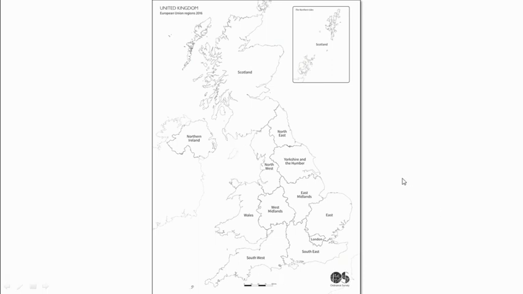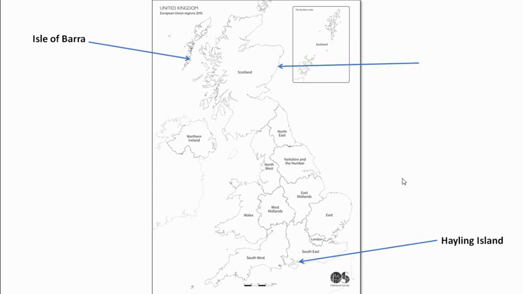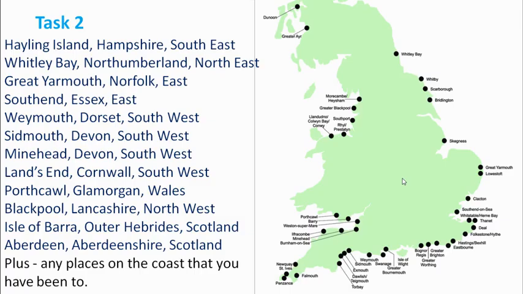I'm going to put some on for an example. Okay, so here is Hayling Island. Here is the Isle of Barra. And here is Aberdeen. The other ones, you're going to find them. Okay, and here's your list. So I'll leave that on the screen. Okay, and you might want to freeze that.